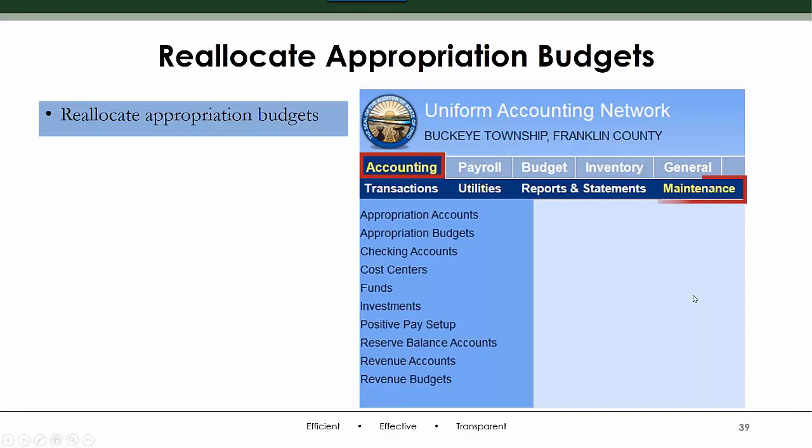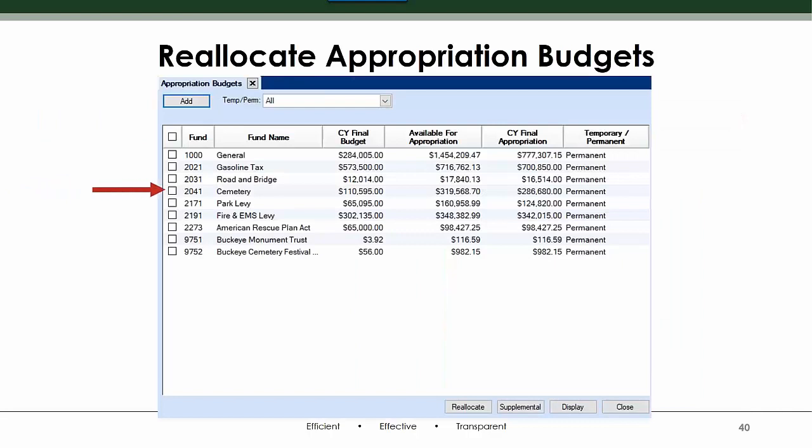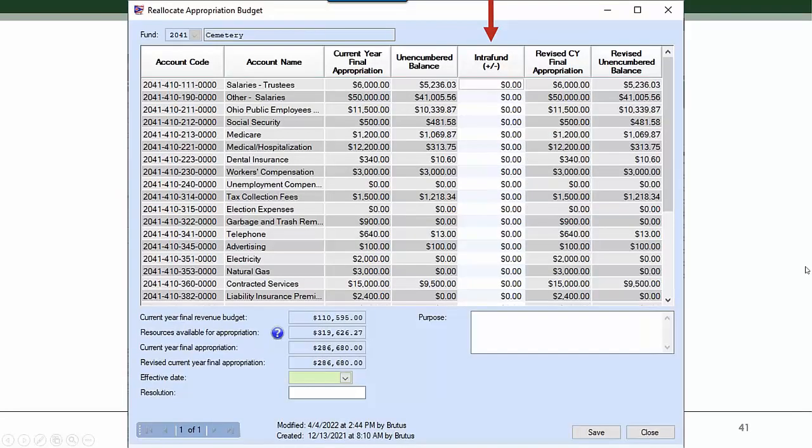And I'm going to do that at Accounting, Maintenance, Appropriation Budgets. So go into the appropriation budget form ready. So you have to look at that first. So if you choose the fund, click Reallocate, and in the Intrafund column, so we do have the official name here, but nobody looks at that, is where you're going to put the positives and the negatives. Now I want you to look, this is your unencumbered balance column, so if you went in here without looking at the appropriation status report, this is the column you have to pick from. You can't get the current year final appropriation, only the unencumbered balance.